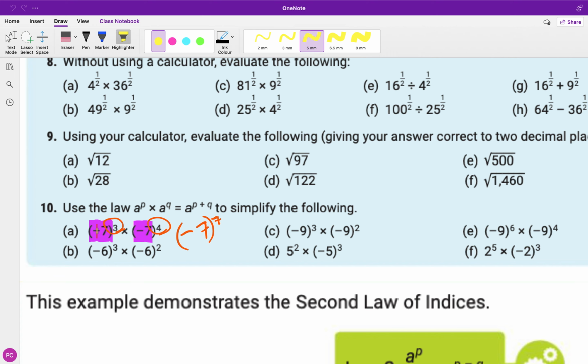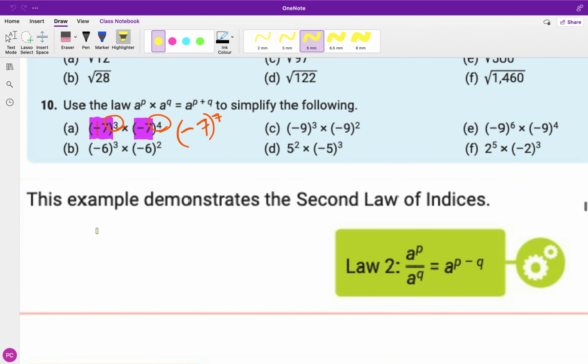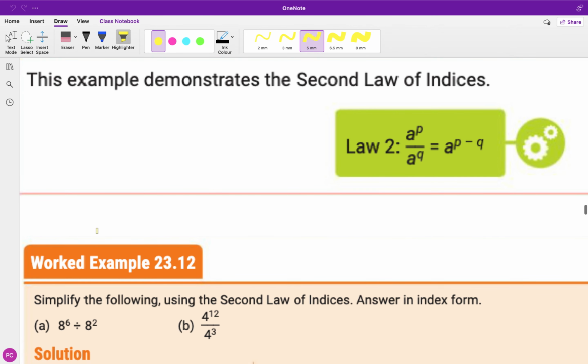Okay, right, let's go down and look at the second law. The first one, when you're multiplying bases that are the same, so 3 to the power of something multiplied by 3 to the power of something, you add them. This is the second law of indices. If you're dividing, so if I have something like 3 to the power of 9 divided by 3 to the power of 4.